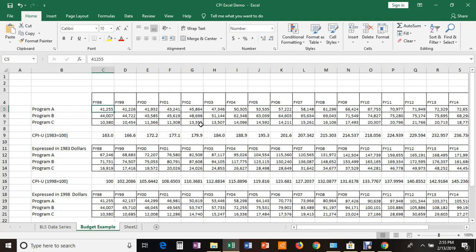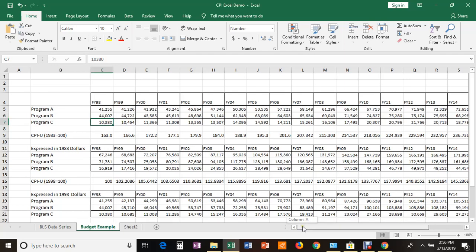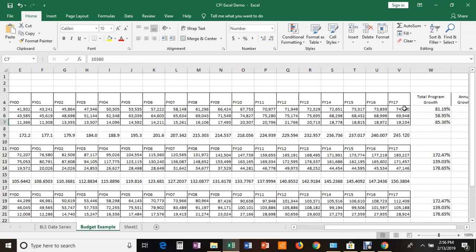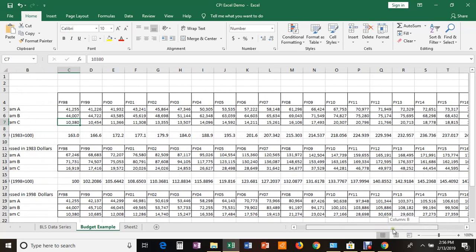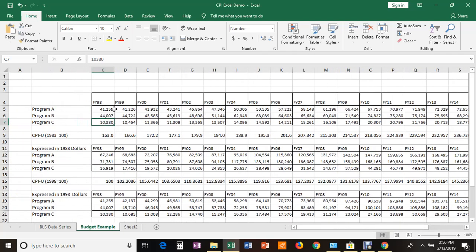So this is how much was budgeted for Program A in fiscal year 1998. This is how much was budgeted in fiscal year 98 for Program B. This is how much was budgeted for Program C in fiscal year 1998. And so I took this budget and I extended it all the way out to fiscal year 2017 for each of those programs: Program A, Program B, Program C. So what we have here, these dollar amounts all through here, are what we call the nominal or the current dollars.